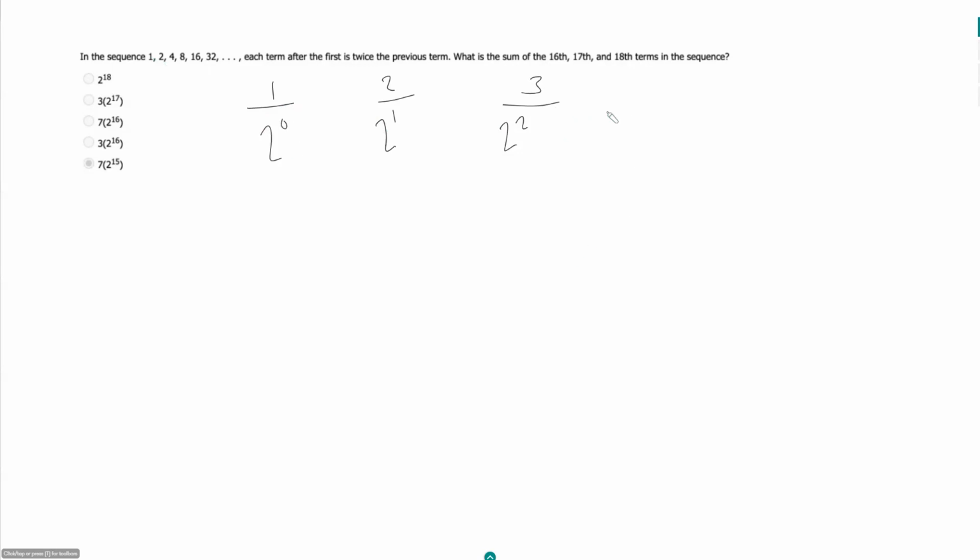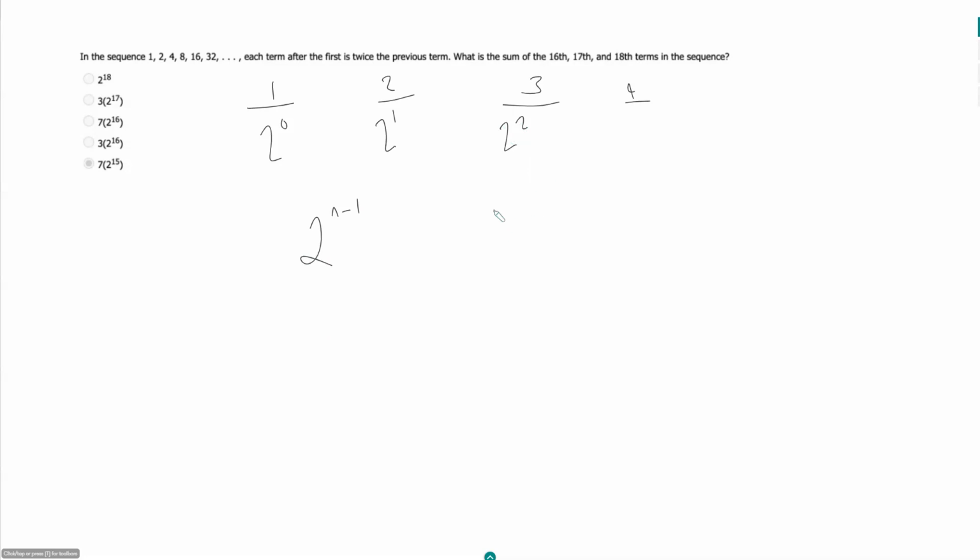So what does this mean? So it looks like any term in the sequence can be expressed as 2 to the n minus 1, where n is whatever term it is in the sequence. So in this case, the third term in the sequence would be 2 raised to the 3 minus 1, or 2 squared. So what does that mean?